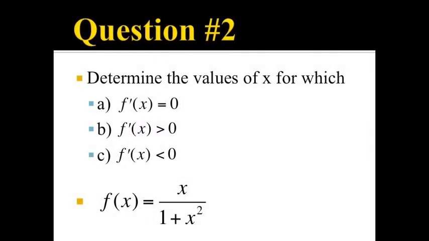Question 2 is an application of derivatives. Determine the values of x for which f prime of x is equal to 0, f prime of x is greater than 0, and f prime of x is less than 0, for f of x is equal to x over 1 plus x squared.